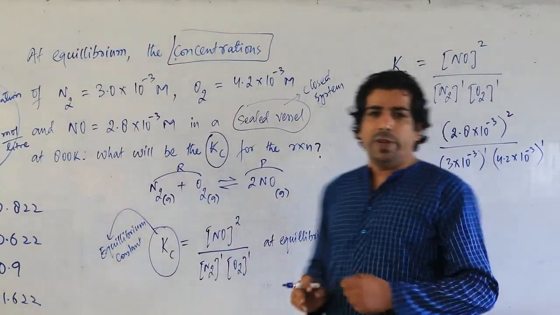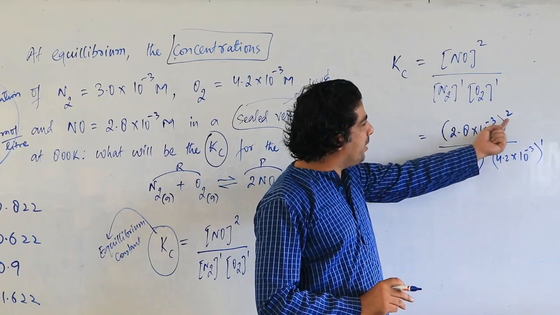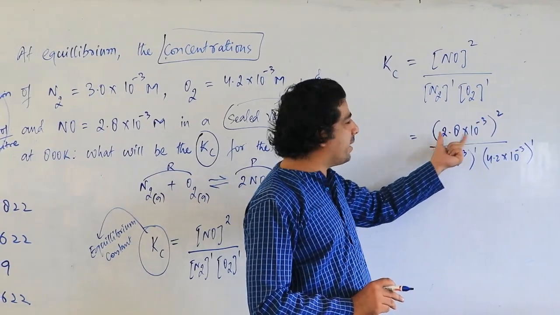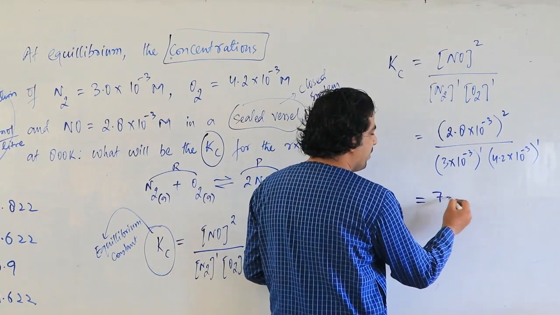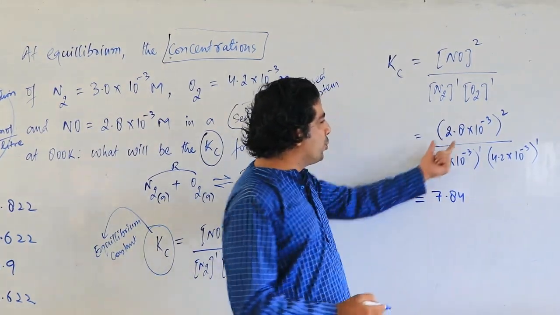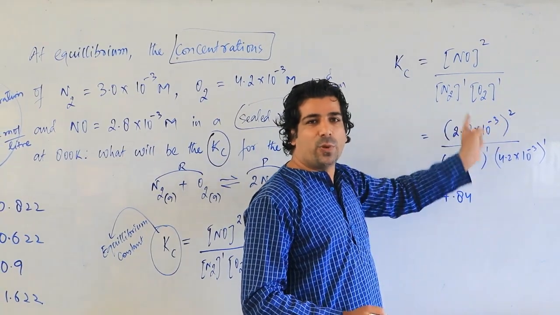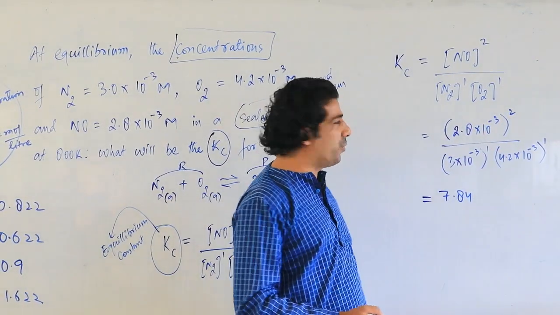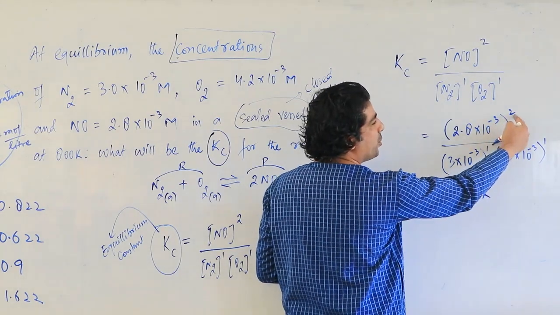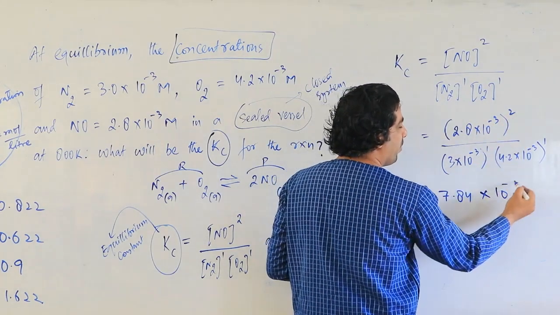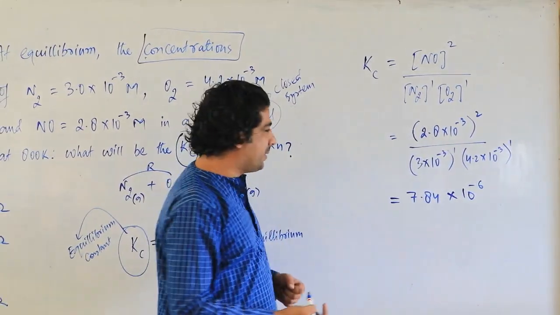Now we will have to simplify this. 2.8 is how many times? 2 times, so 2.8 into 2.8, that is equal to 7.84, my dear friends. You have to write 2.8 squared: 2.8 into 2.8 is 7.84. Then 10 to the power minus 3, with 3 into 2, will become 10 to the power minus 6.